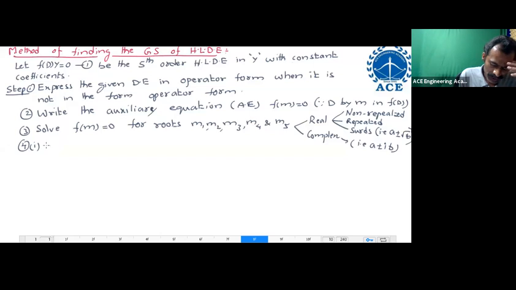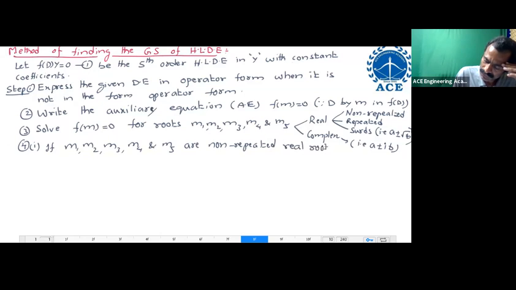In the fourth step, the first bit: if m1, m2, m3, m4, and m5 are non-repeated real roots, then we write the linear combination like this, yc equal to some constant into exponential. Here constants may be a, b, c, d, k1, k2, k3, or c1, c2, c3, anything you can take. Now I'm taking c1, c2, c3 as constants.